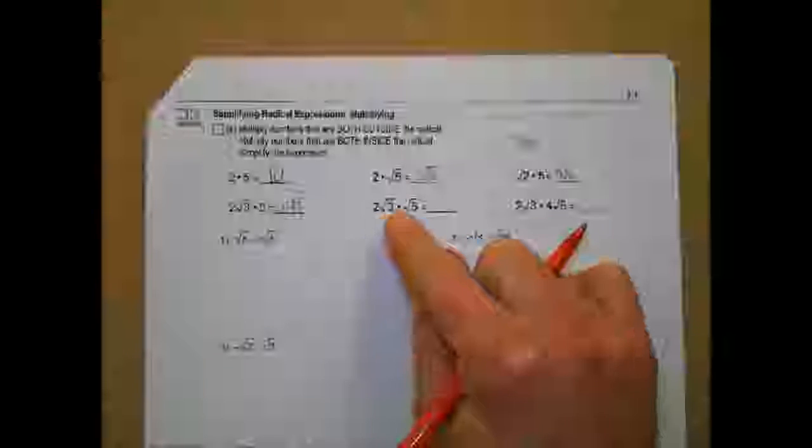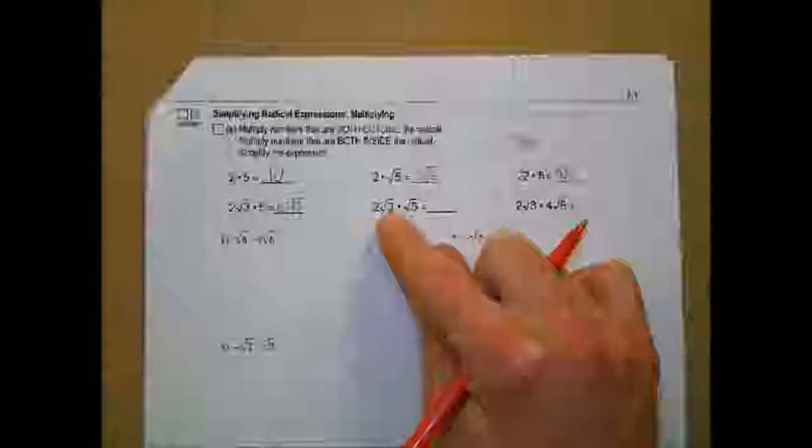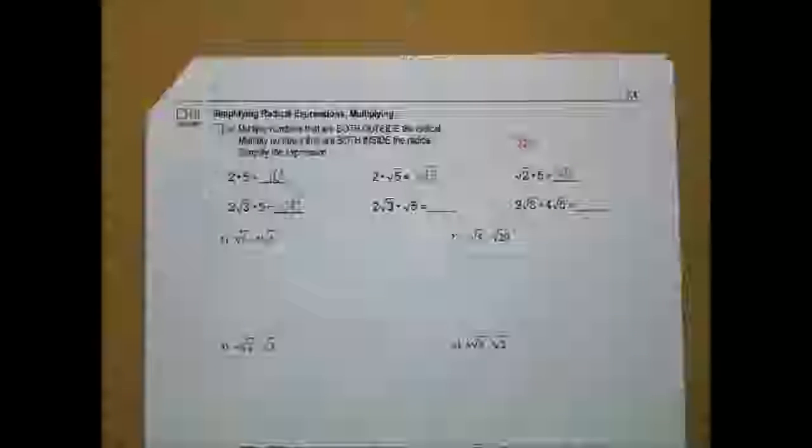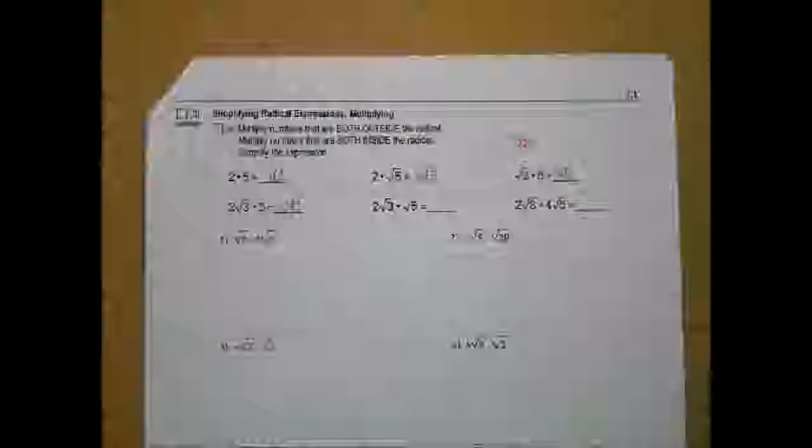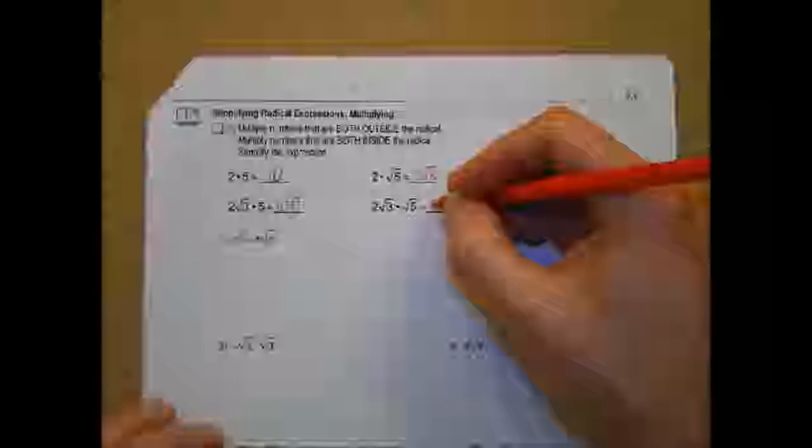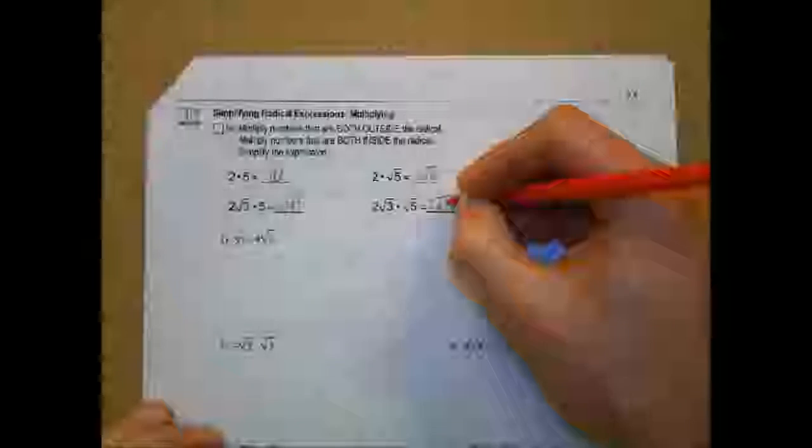That's right. Okay, how about 2 times the square root of 3 times the square root of 5? What gets multiplied together here? 3 and 5. And what's 3 times 5? 15. So it's 2 times the square root of 15. And that's what we write.